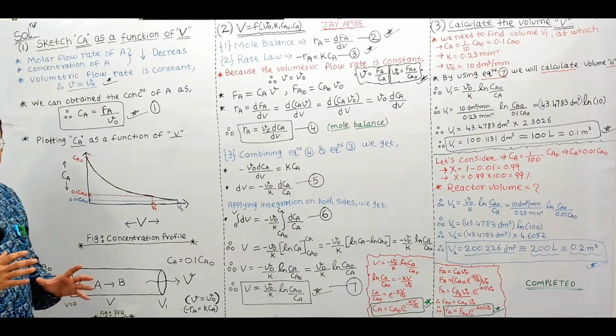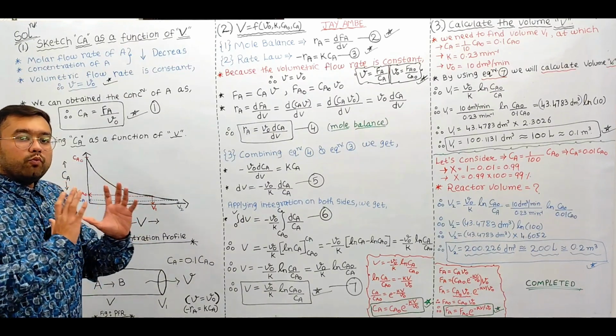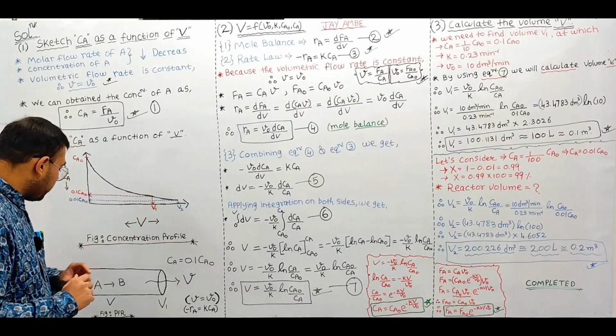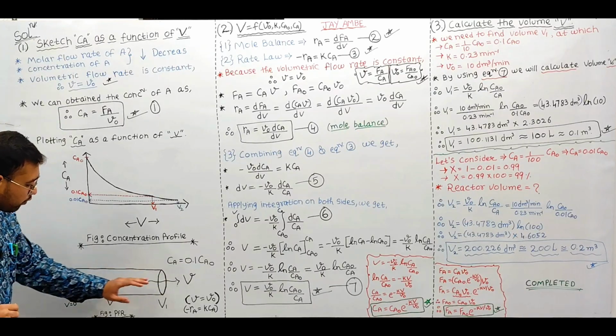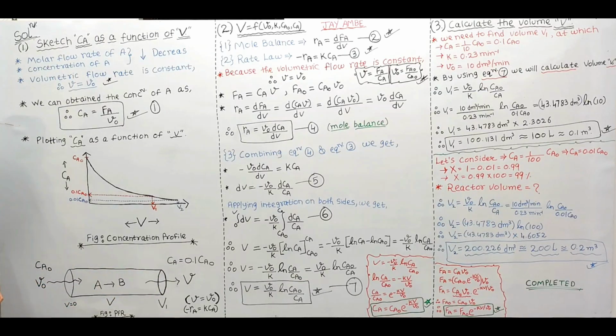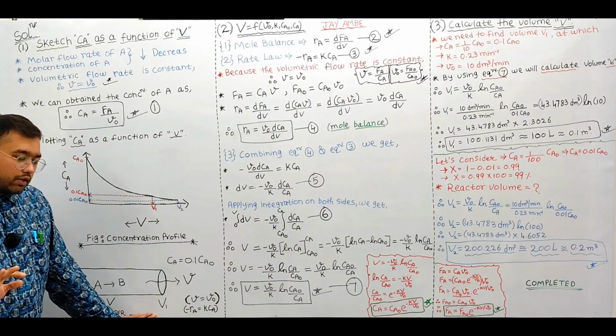Volumetric flow rate means the volume of the fluid which is entering the plug flow reactor with respect to time. Okay, it's called the volumetric flow rate, right? I hope up to here it is clear.